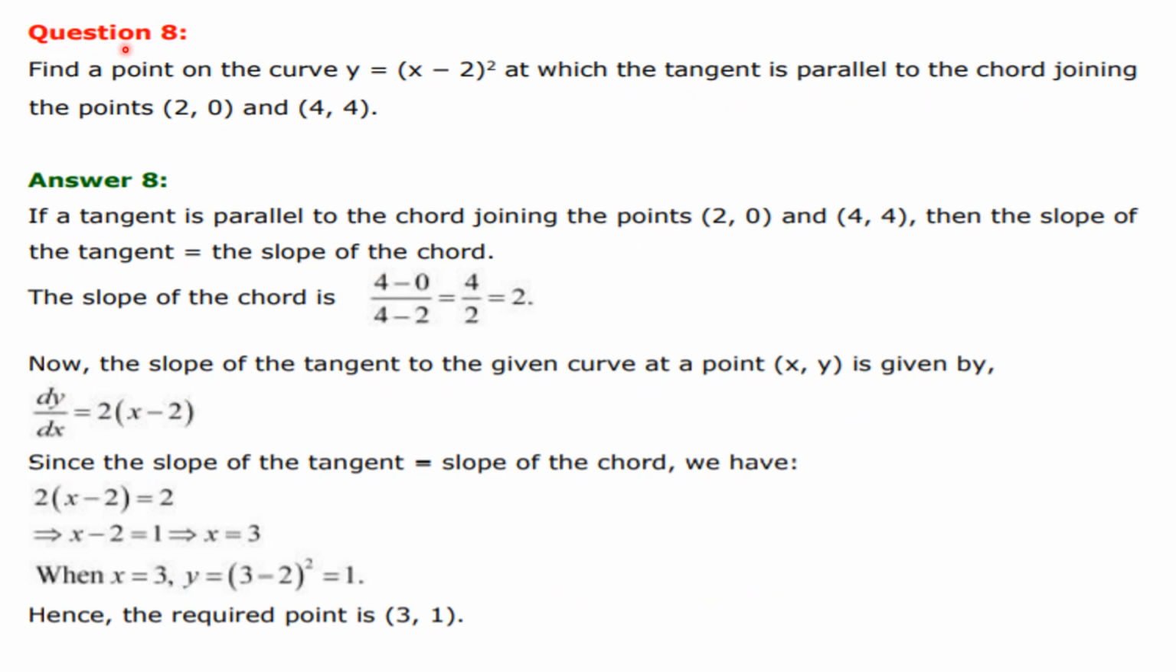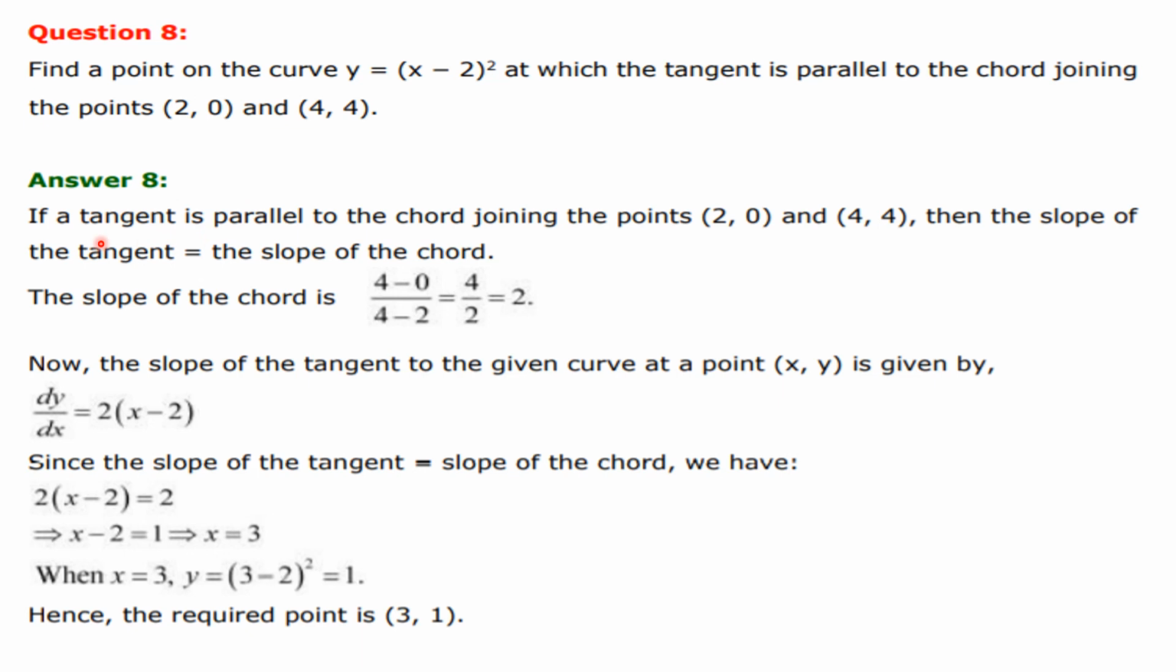Now come to question number 8. Find a point on the curve y is equal to (x minus 2) whole square at which the tangent is parallel to the chord joining the points (2, 0) and (4, 4). This is also the same as question number 7. Indirectly, we have to find the slope of the line joining the 2 points. Now we equate the slope of the tangent to the slope of the line joining these 2 points. Understood the concept, my children?